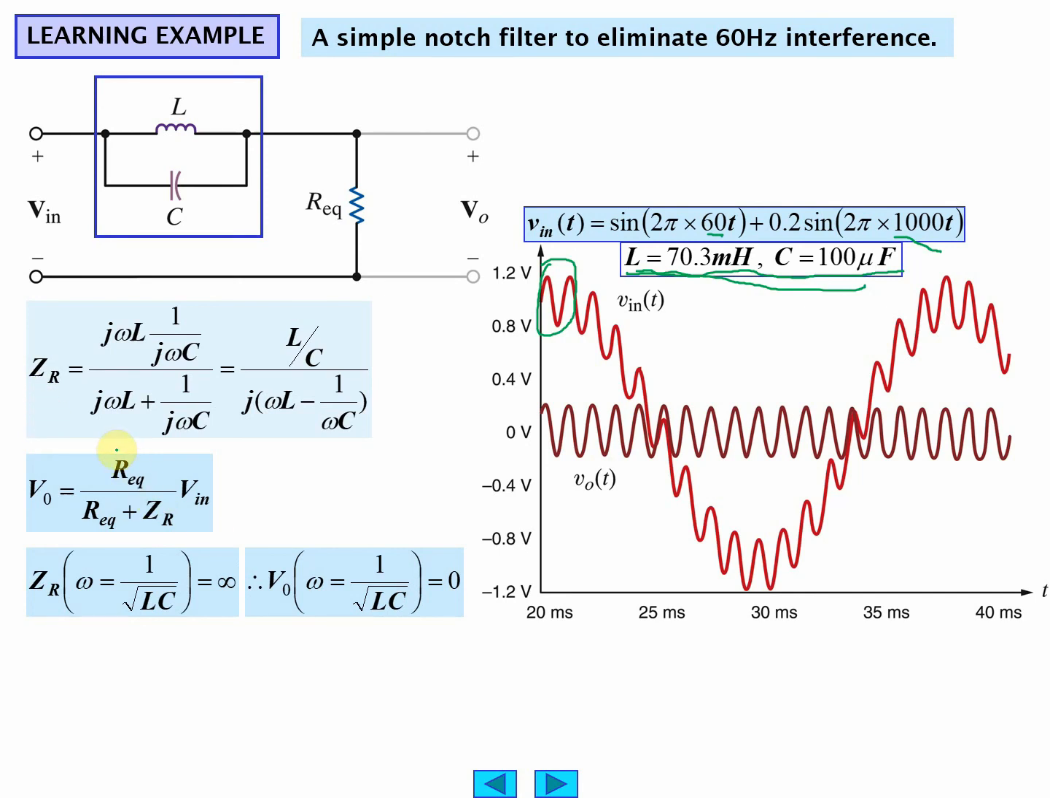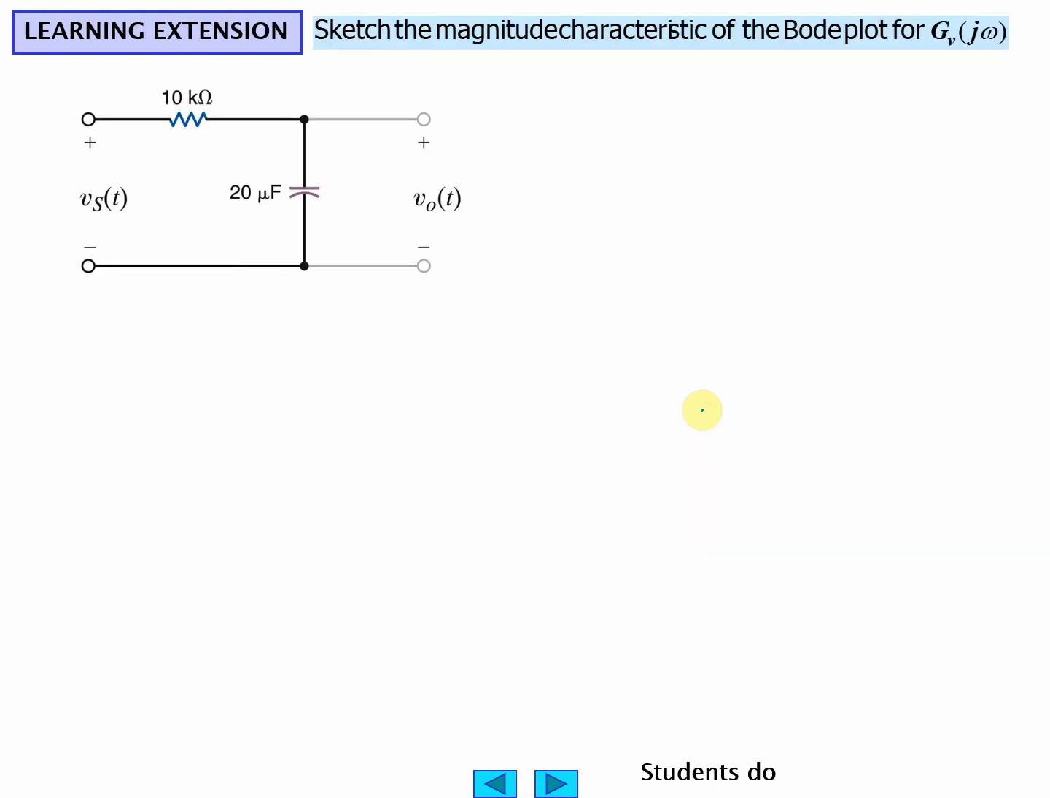There it is. There we go. It will depend on REQ, and this is the impedance of these two devices right here. These two devices. Anyway, you get rid of the 60 cycle. You keep what you want. That's the idea of this.